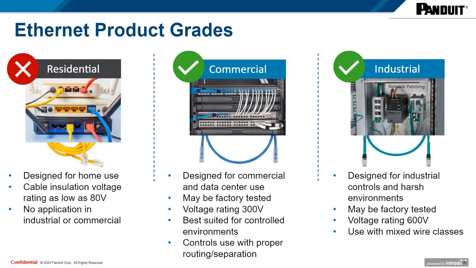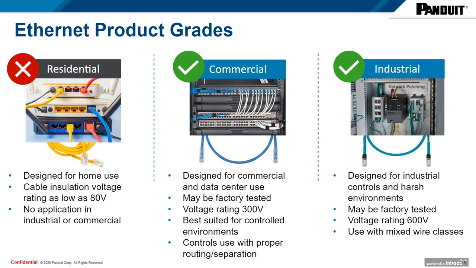So if we look at the different applications as we have them here, with a residential cable, it's going to be light use, right? You're not going to have as many changes in your home network. And importantly, from a cable construction standpoint, you're going to have a connector on there, and you're not necessarily going to have the best insulation on that cable jacket. You may have as little as 80 volts of insulation protection in that jacket, which is important.